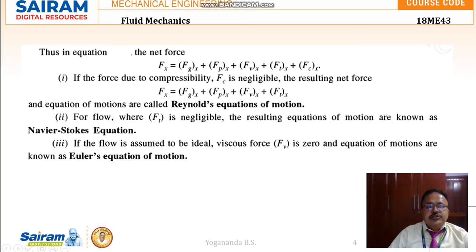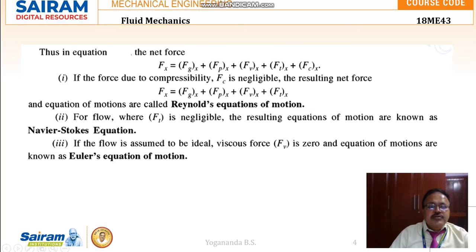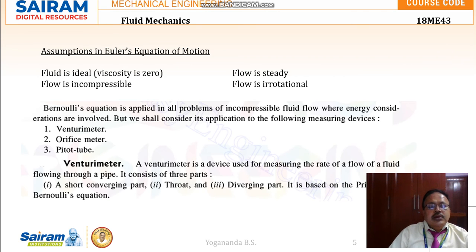If the flow is considered to be of an ideal fluid, then the viscosity force Fv is also 0, because for ideal fluids there is no viscosity. Then the resulting equation of motion, the sum of gravitational force plus pressure force, leaves only the other two forces, gravity force and pressure force. Such an equation is called Euler's equation of motion. Bernoulli's equation is based on Euler's equation of motion.